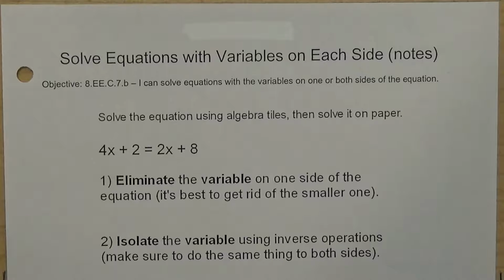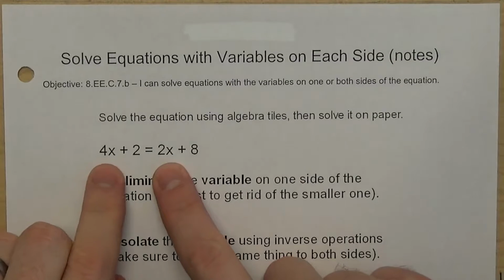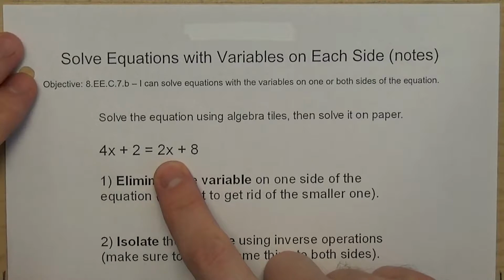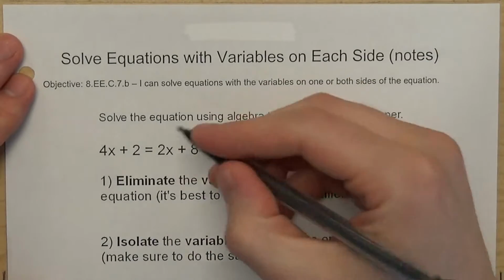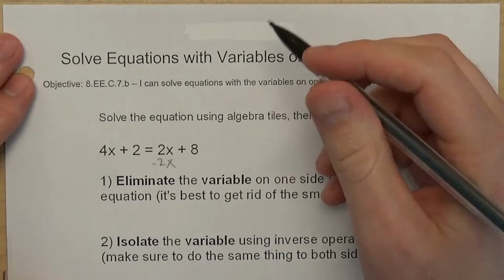And we have in parentheses there that it's usually best to get rid of the one that is smaller. So we can't have x on both sides. We're going to get rid of either 4x or 2x. Because 2x is less, we're going to go ahead and get rid of that. So to get rid of the 2x all in one move, since this is a positive 2x, you will subtract 2x from both sides.